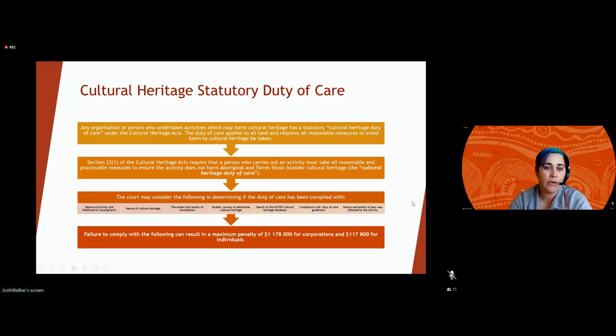Now, the duty of care comes with a penalty. In the event that you are found to have breached your duty of care, you can actually be fined. You actually get criminally prosecuted and can be found guilty and be fined, if you are a company or a corporation, up to $1.1 million, almost $1.2 million. And if you are an individual, it's $117,800. So it's actually quite a substantial fine.